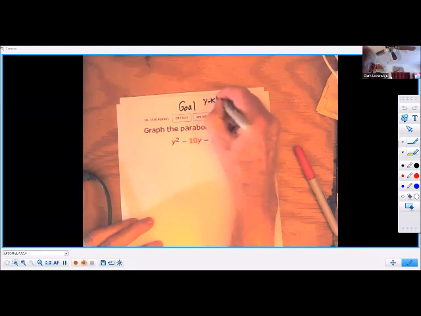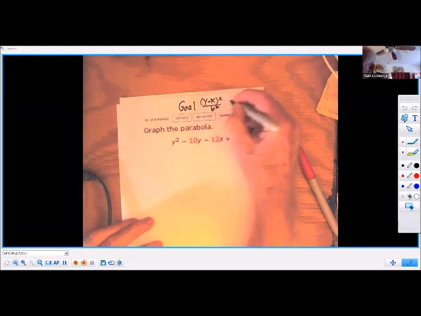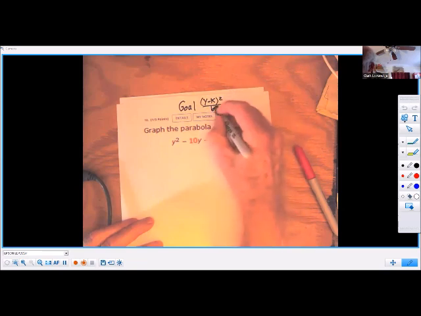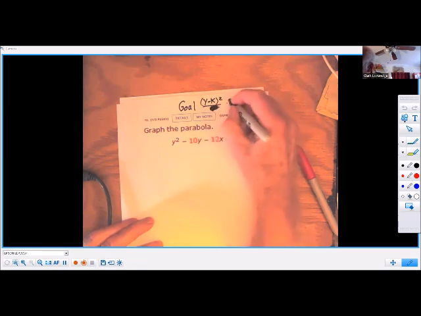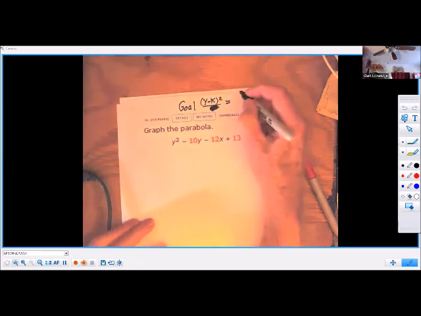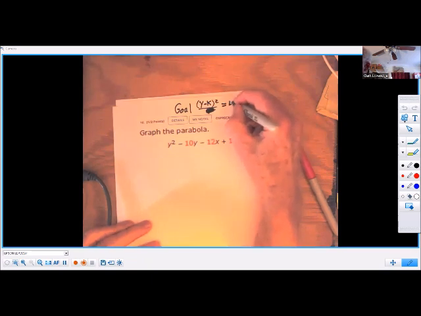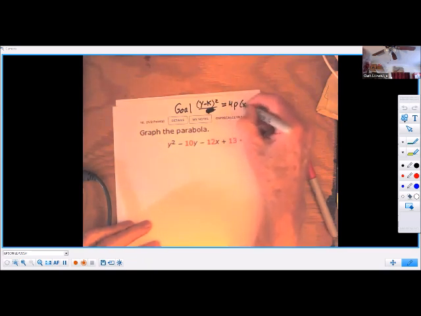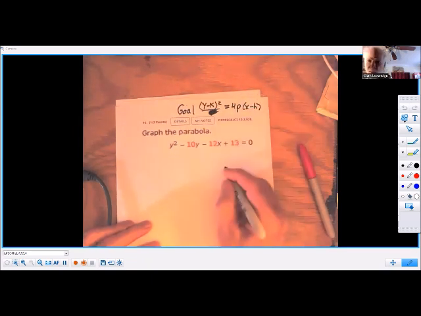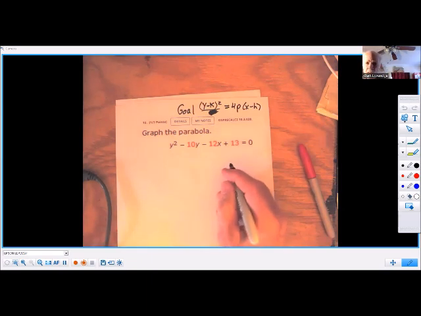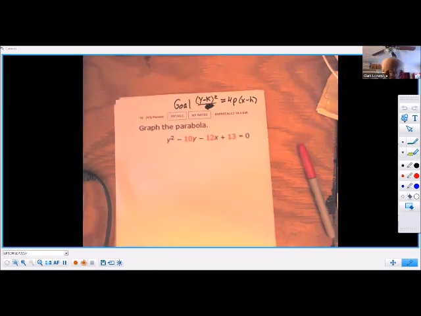So our goal is going to be y minus k squared over b squared. Oh, I'm sorry. Y minus k squared. I was thinking of a different shape here. Y minus k squared equals 4 times p times x minus h. Okay, so that's our goal. Y minus k squared equals 4 times p times x minus h.